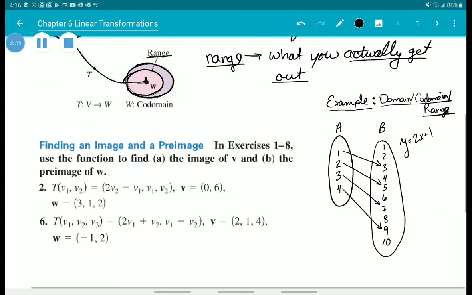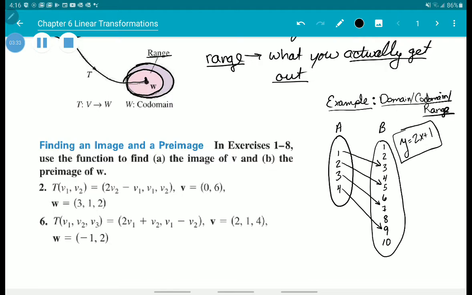So let's look at an example over here. I've drawn this on my sheet. This is an example of domain, codomain, and range. Let's say we have this set A and this set B. A consists only of the numbers 1, 2, 3, and 4. And I'm looking at a mapping where y is equal to 2x plus 1. So if I plug 1 in, I'm going to get the number 3. If I plug 2 in, I'm going to get the number 5. If I plug 3 in, I'm going to get the number 7. And if I plug 4 in, I'm going to get the number 9.